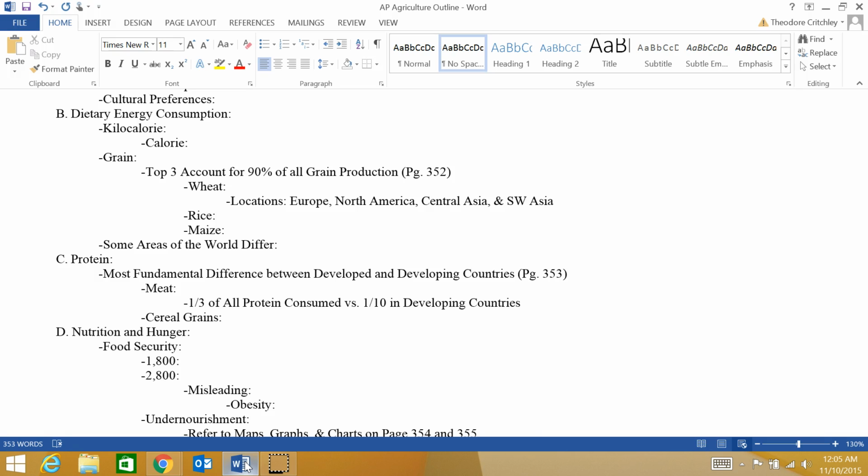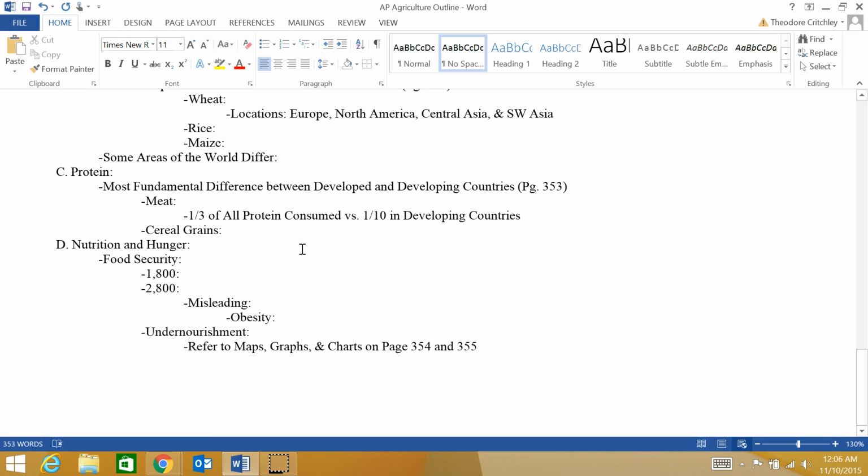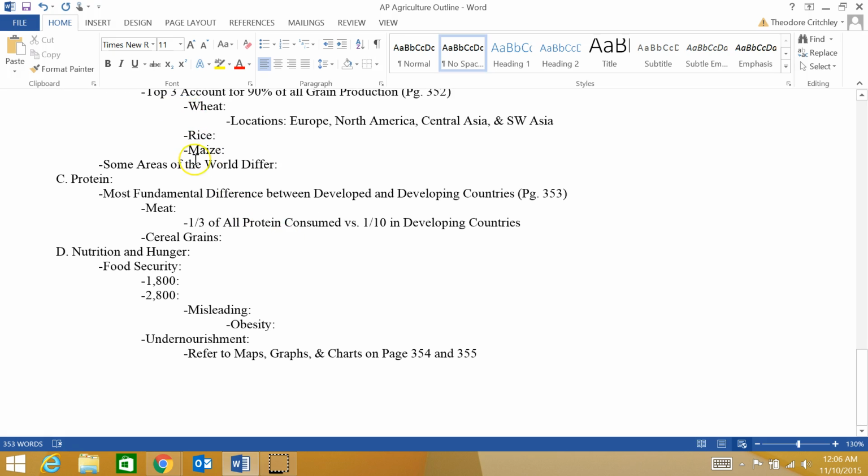Where it says some areas of the world differ, just make sure that you guys note in places like sub-Saharan Africa and Venezuela, these are two areas where these big three do not serve as the primary dietary energy consumed by people. There are different areas. So sub-Sahara tends to look at cassava, for example. Venezuela looks at sugar. This is where they get a larger percentage of their dietary energy, or their calories, from. But most of the world centers around these big three right here.